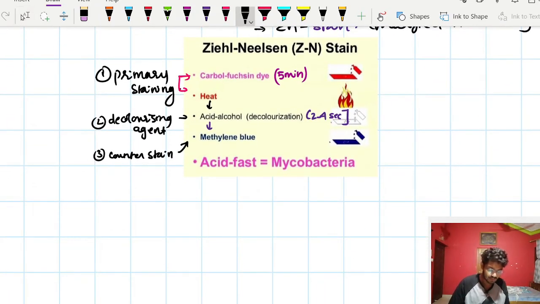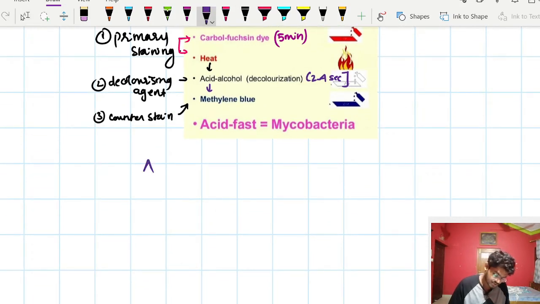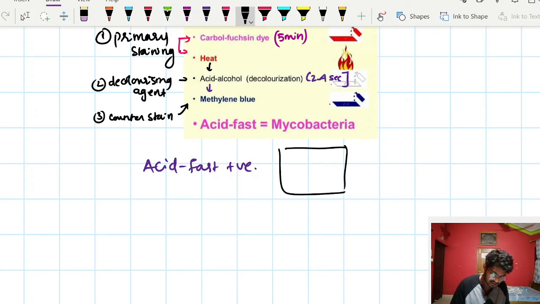So let us see what are all the structures which give acid fast positive. Let me draw the slide of acid fast positive. It will look like this under microscopy. There will be acid fast structures stained with carbol fuchsin dye, and the background will be methylene blue. This is how acid fast positive organisms under ZN stain will look.